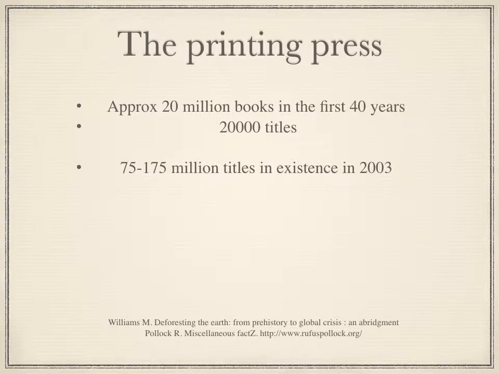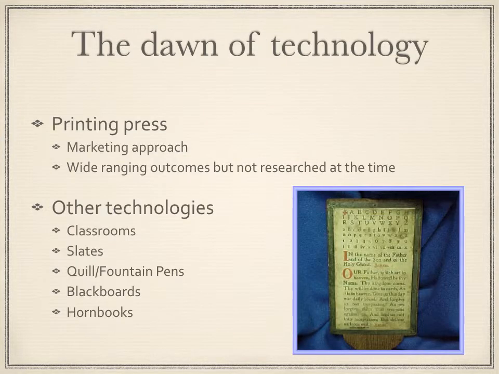In the first 40 years of the printing press existing, about 20 million books were published, over 20,000 titles. And certainly in 2003, there were somewhere between 75 and 175 million titles in existence. There is no doubt that the printing press made significant changes to the way that education worked, and it certainly had its impact on assessment. So let's have a quick look at that. The printing press comes out, with big ranging outcomes from that.